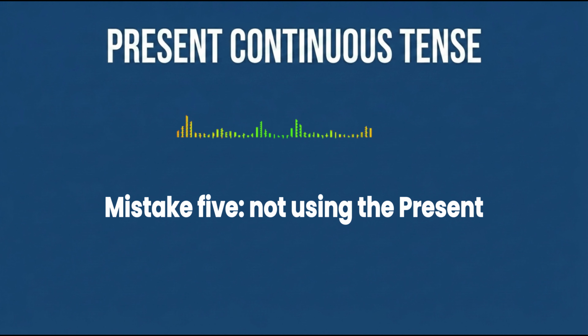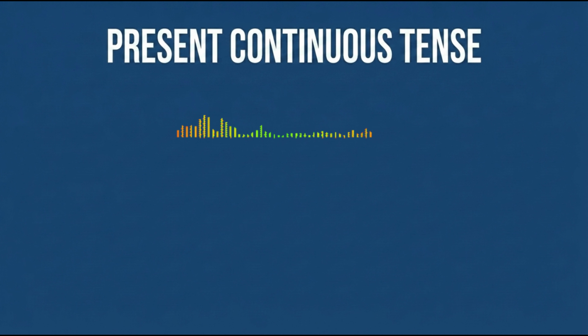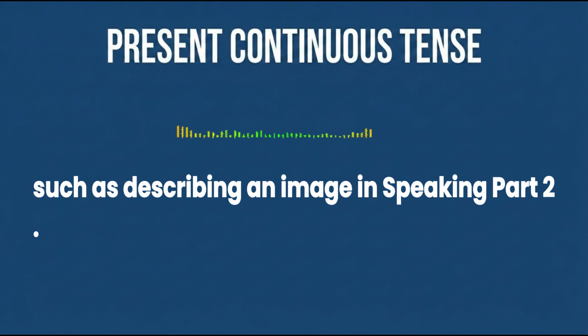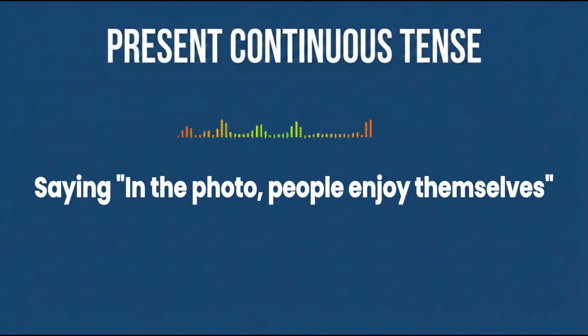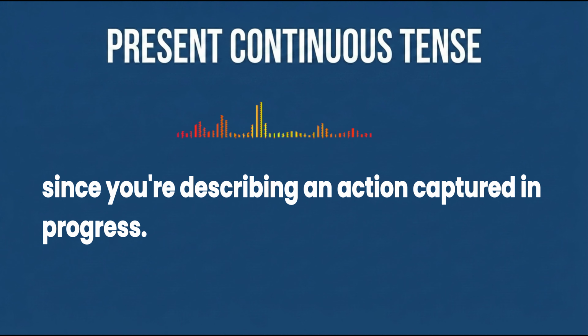Mistake 5. Not using the present continuous where it's actually expected, such as describing an image in speaking part 2. Saying, in the photo, people enjoy themselves sounds less natural than in the photo, people are enjoying themselves, since you're describing an action captured in progress.